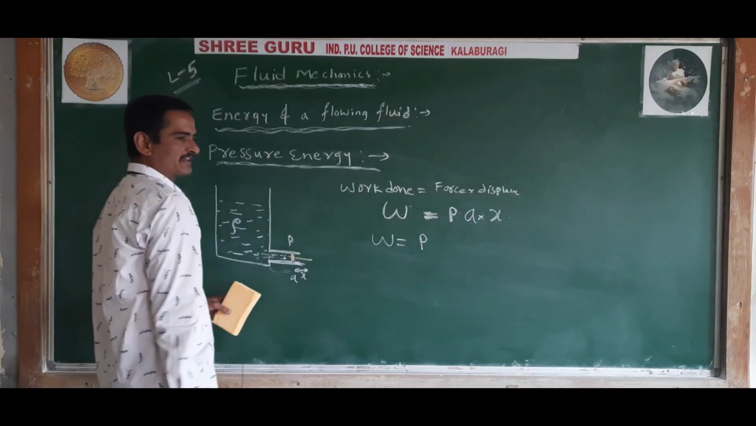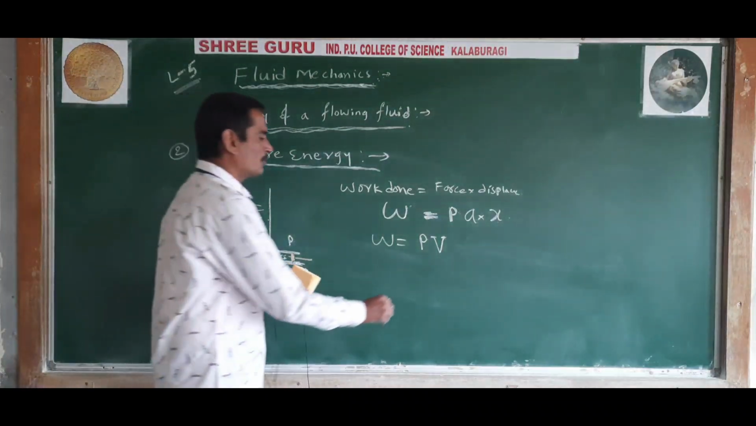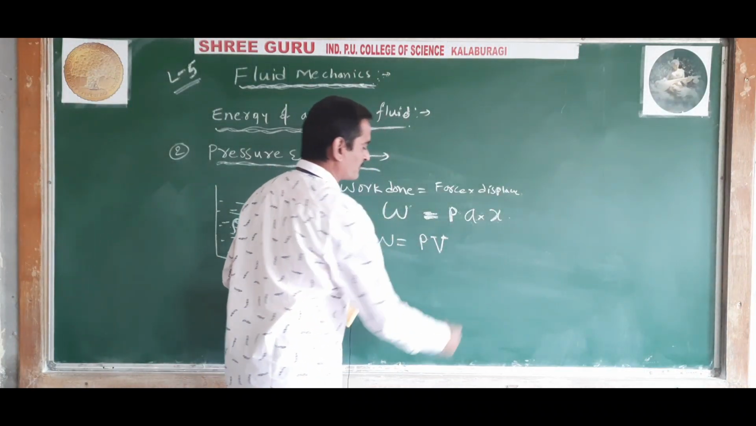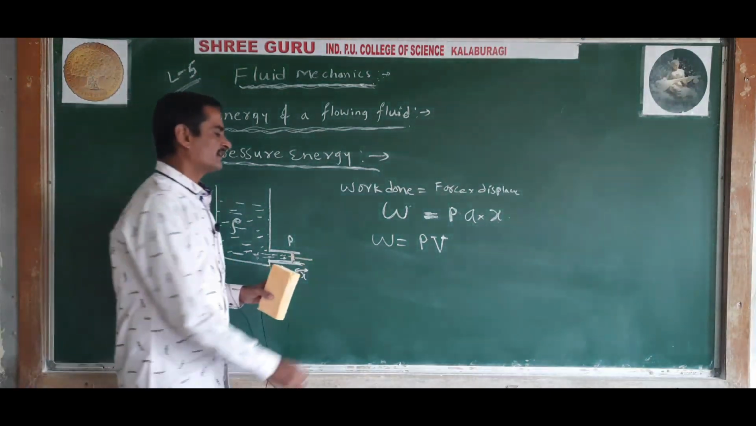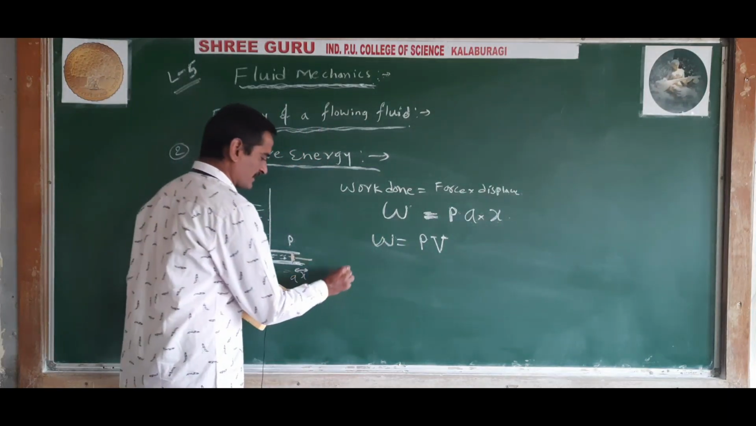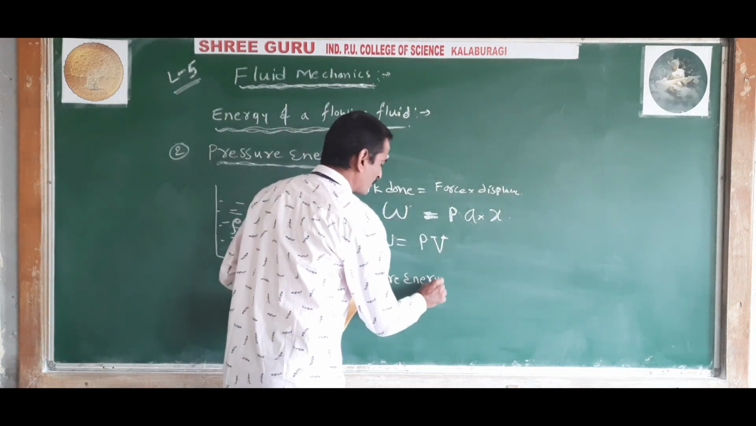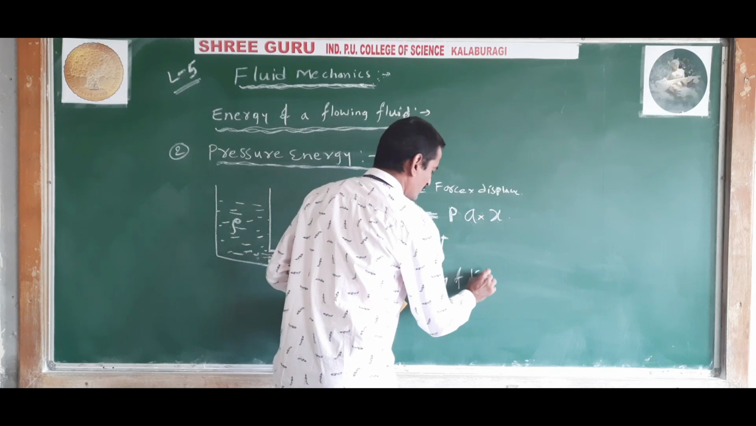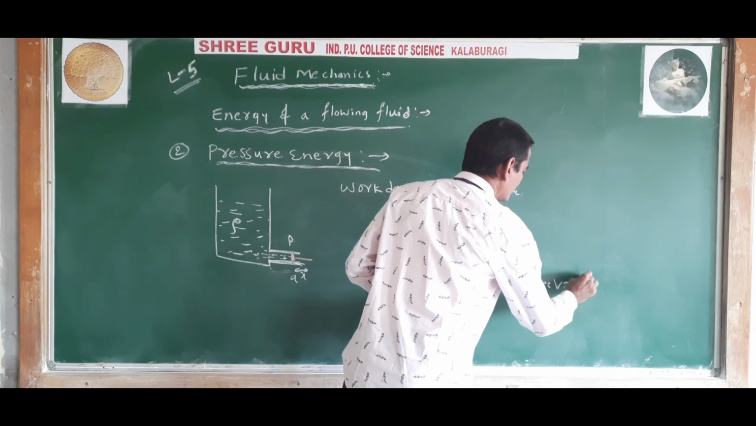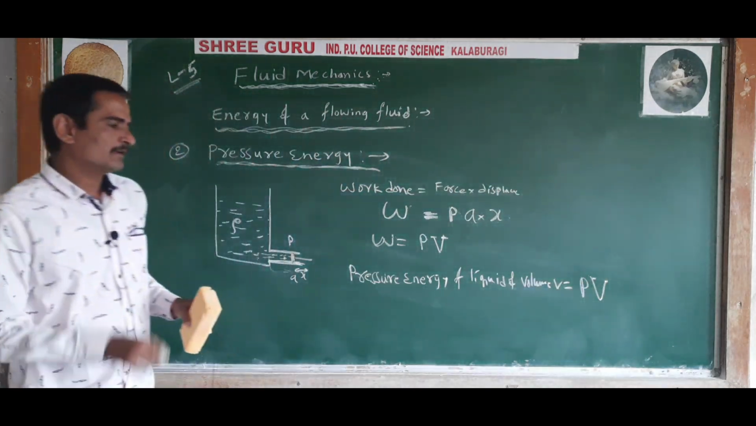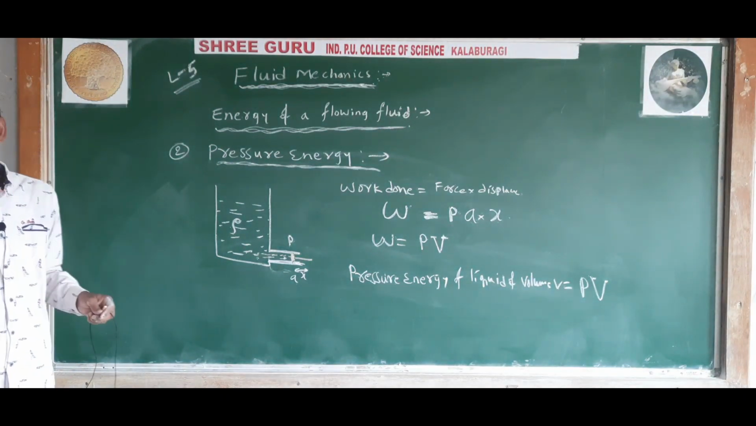A is the cross sectional area and x is the displacement, so you can write A into x as volume V. V is the volume swept by the liquid, or volume covered by the liquid. This work done is stored as the pressure energy. Therefore the pressure energy of a liquid of volume V is P into V.